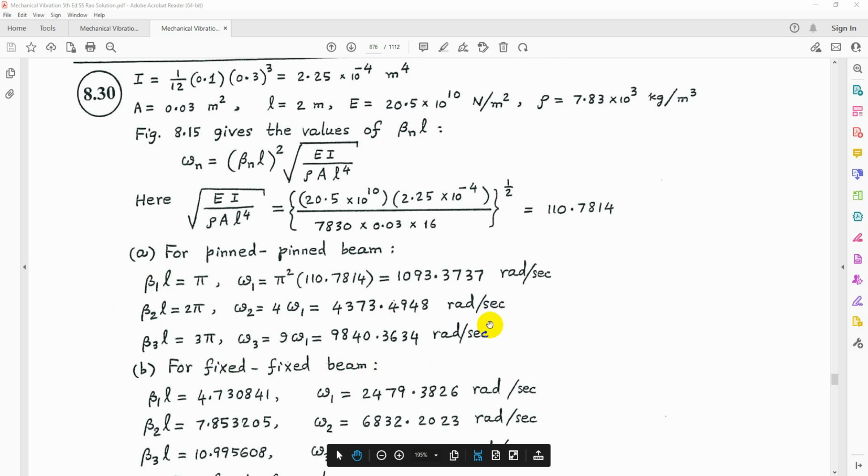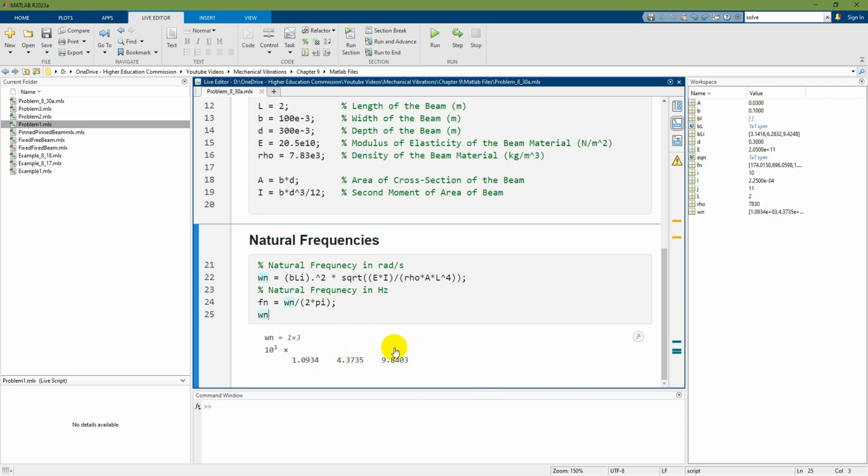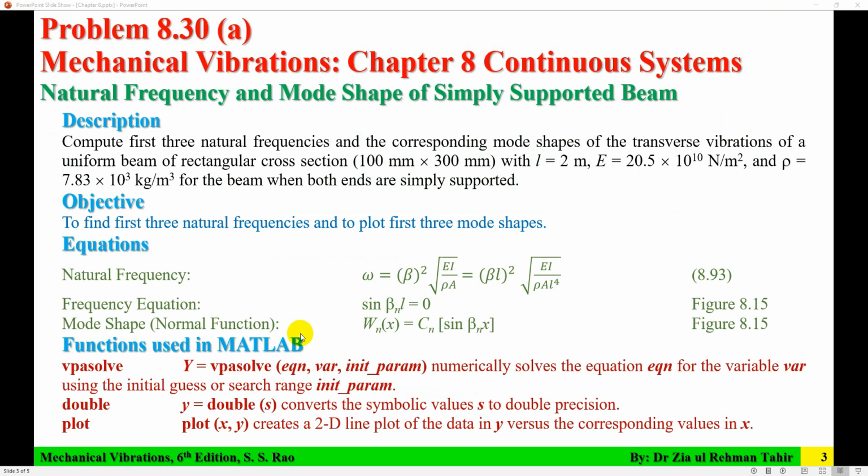So these are the answers for this 8.30 part A. So the answers which are here, I got the same answers here. Now the last step is to plot first three mode shapes. And to plot first three mode shapes, the formula is omega n Cn, and that Cn is taken as 1, and sine beta x, and this x is from 0 to L.